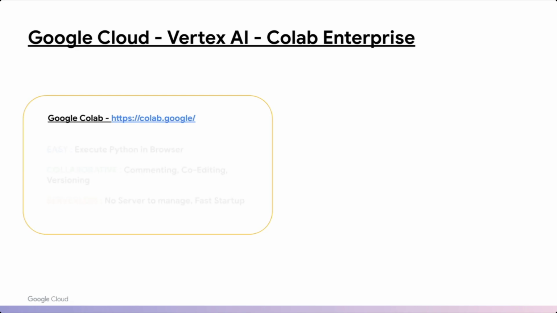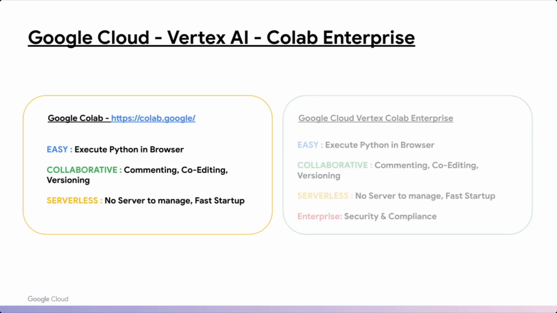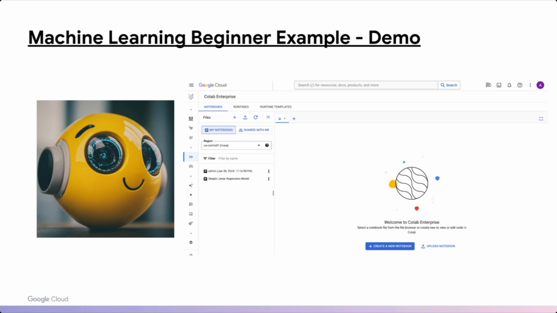Colab is developed by Google, which makes it easy to execute Python environment in a browser. You don't need to manage any servers. It will start fast, and you can also do a lot of collaboration. Google Cloud Vertex AI platform also provides Colab with enterprise grade features. Not just how quickly you can execute machine learning models, but it also comes with enterprise grade security and compliance. Without any ado, let's see the machine learning example in action using Vertex AI Colab environment.